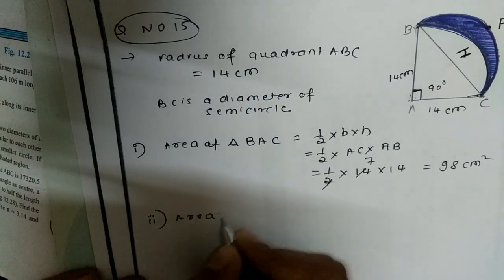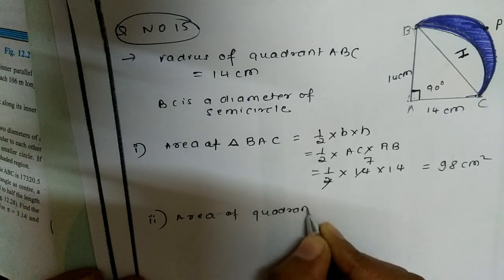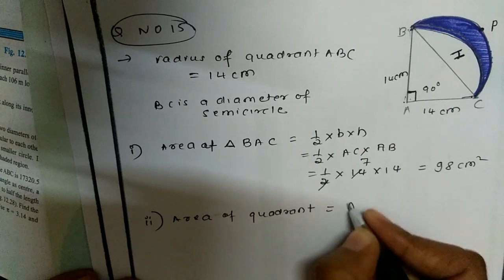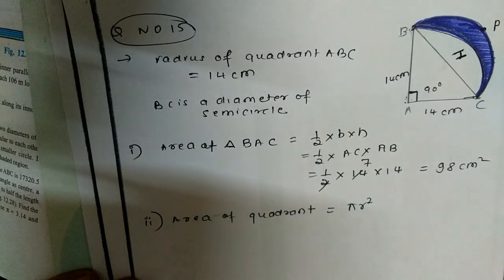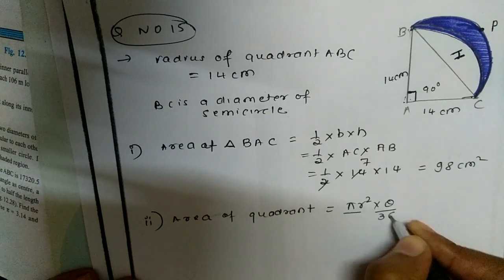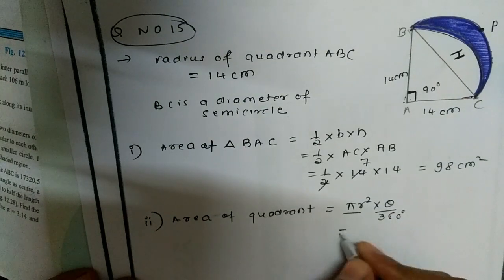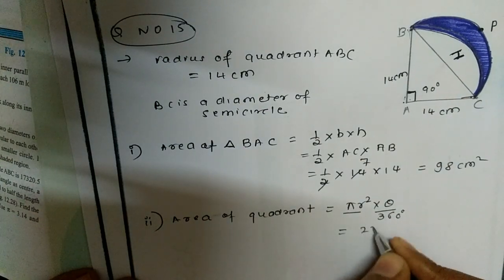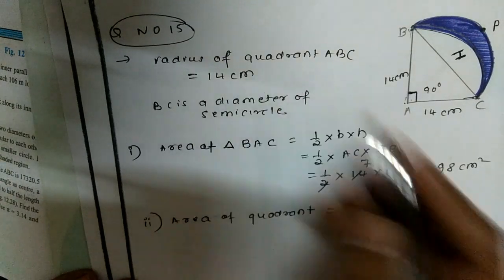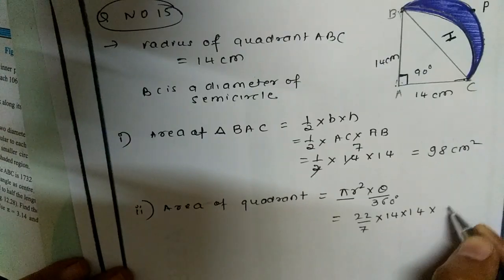So area of quadrant, that is, quadrant is nothing but sector. So for the sector formula you have to apply theta upon 360 degree into pi r square. Here theta is the sector angle or central angle. Pi we take as 22/7. The radius of the quadrant is 14. Then the square is 14 into 14 into theta, which is 90.